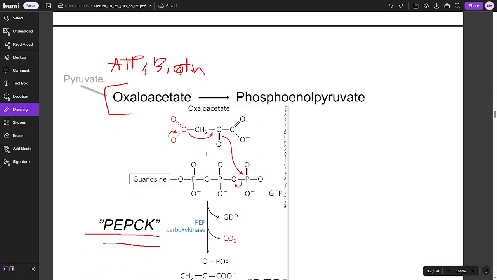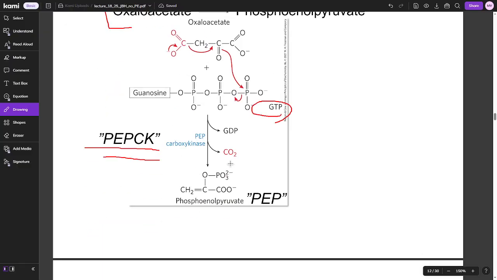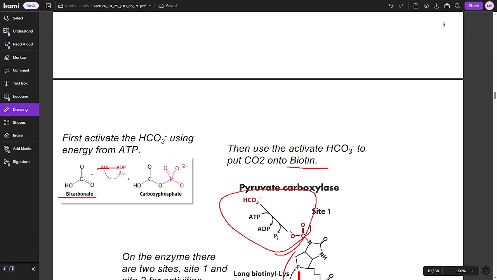In the second step of this reaction, oxaloacetate is returned into phosphoenolpyruvate, and this uses GTP and releases CO2. This is catalyzed by PEP carboxykinase. There's actually a lot of things to keep in mind here, but the main things you should keep in mind are what is being used and what is being produced.